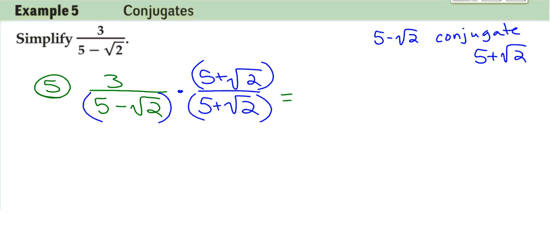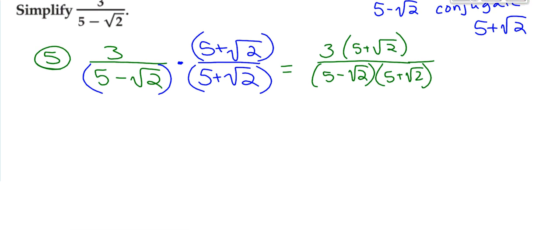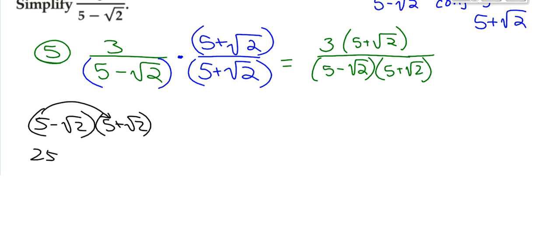So when I multiply this, first I'm just going to write it as a big fraction. 3 times 5 plus the square root of 2 over 5 minus the square root of 2 times 5 plus the square root of 2. And so now I'm going to do the distributive property on the bottom, and I'll write it over here, 5 minus the square root of 2 times 5 plus the square root of 2. When I have that, I know I'm going to multiply 5 times 5 is 25, and then think through that next part.